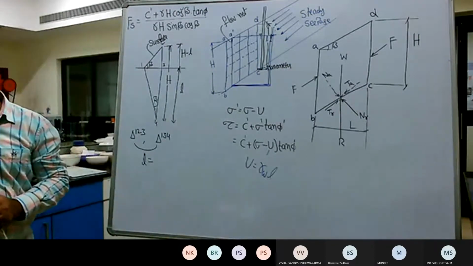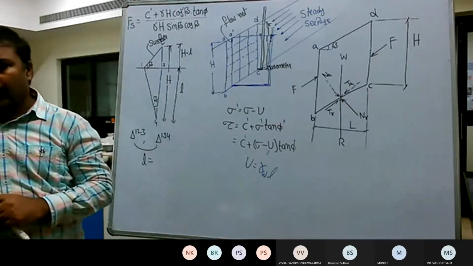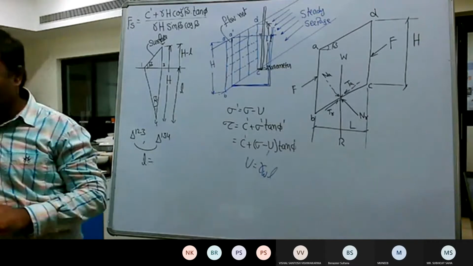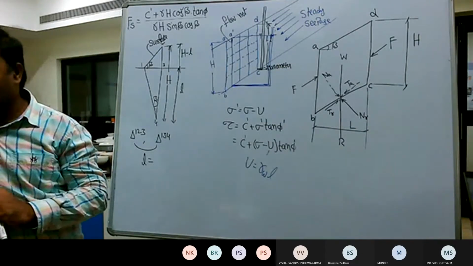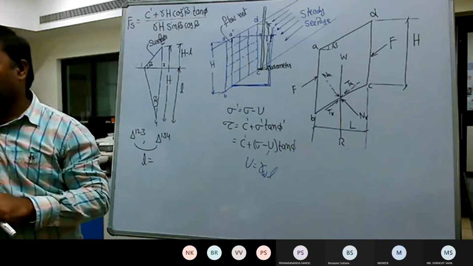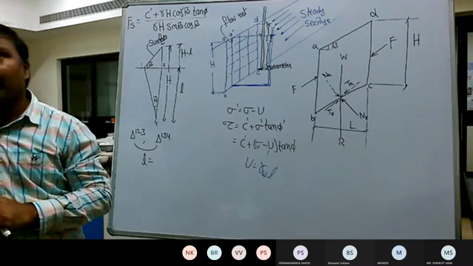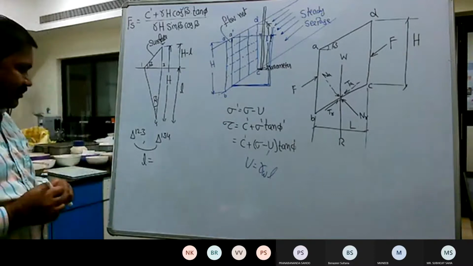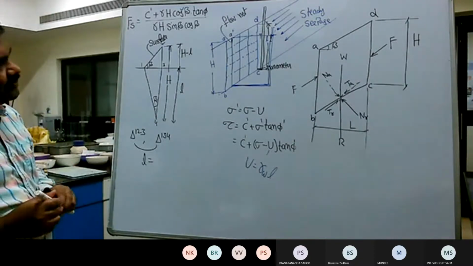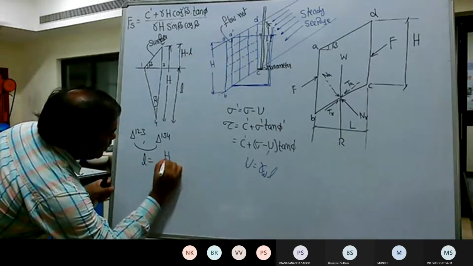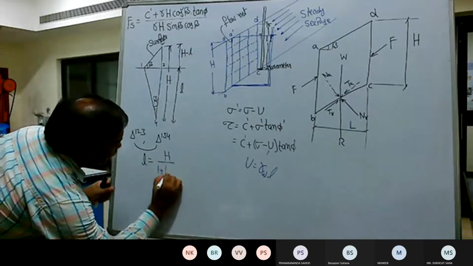Munir, yes, yes, doing, sir. Yeah, it's quite simple, no? H is equal to L into 1 plus tan square beta. So L is equal to H by 1 plus tan square beta. Okay, so it is equal to H by 1 plus tan square beta.